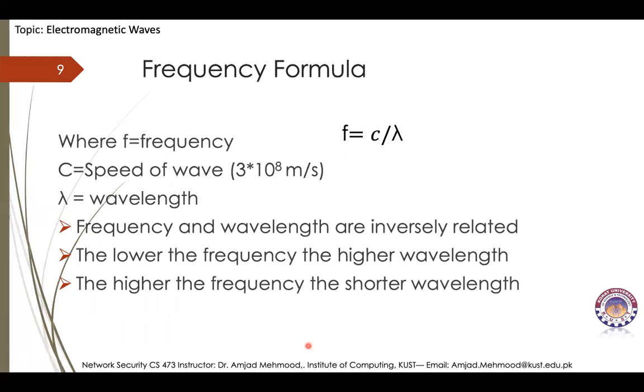mentioned before. Here you can see f is equal to c by lambda. So c is actually the speed of light. You can take it as 3 multiplied by 10 raised to power 8. So this is lambda and this is f, which is frequency.